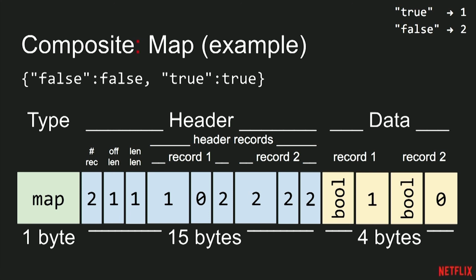Above is the one that we're storing. So we have a string false to the value false, string true to value true. And we have everything that we had in the header. So the number of records that we have, 2. The length of each offset is just 1. We don't really need that much because it's less than 255 bytes long. And then the length of each length value is also short because no one record is that long.